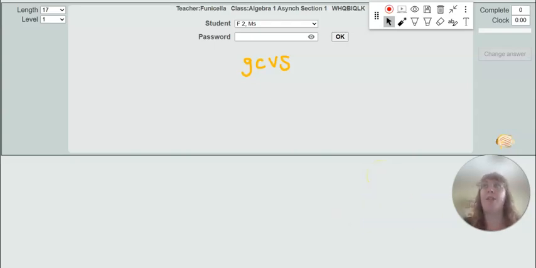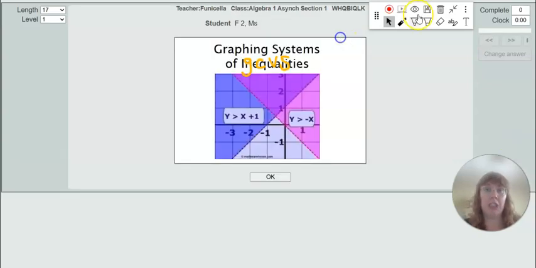Alrighty, hello friends. We're looking at the 4.5 Quiz for Systems of Linear Inequalities. Find your name in the drop-down menu and type in that password, all lowercase GCVS. If you don't see your name for some reason, please send me an email, but everyone's name should be in there, hopefully. And hit OK.